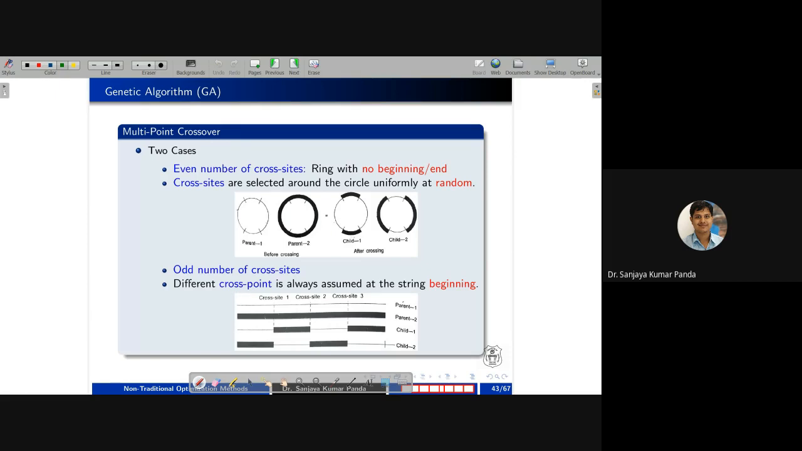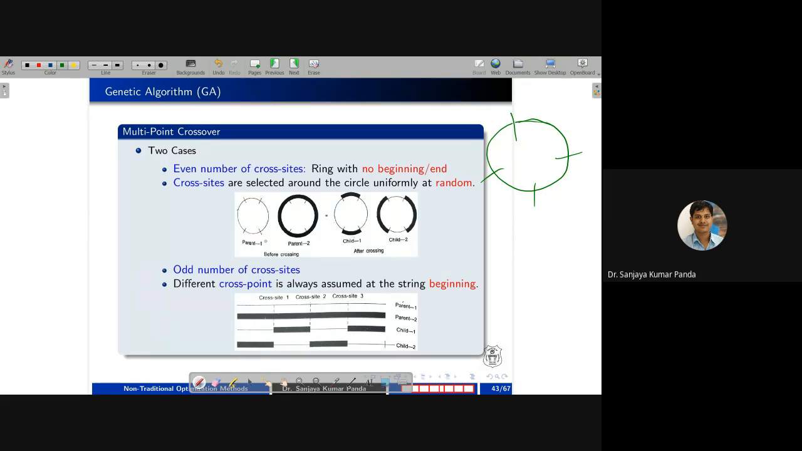Similarly, if you go for multi-point crossover, it is again of two types. You can go for an even number of cross sites or an odd number of cross sites. Even number of cross sites is applicable to a ring. If I take a ring and ask you where to start or where to stop, there is no such point, right? So I have to start from an arbitrary point and stop at an arbitrary point, right? So if you go for a ring, the cross sites are selected around the circle uniformly at random.